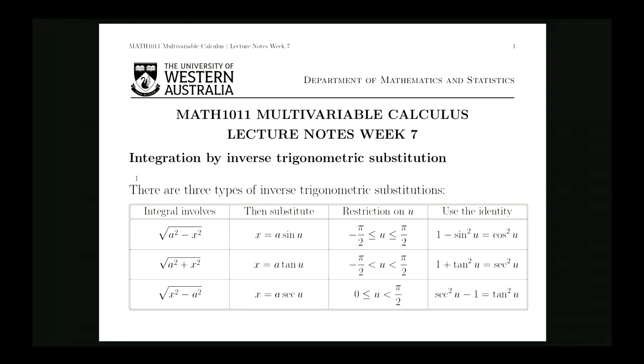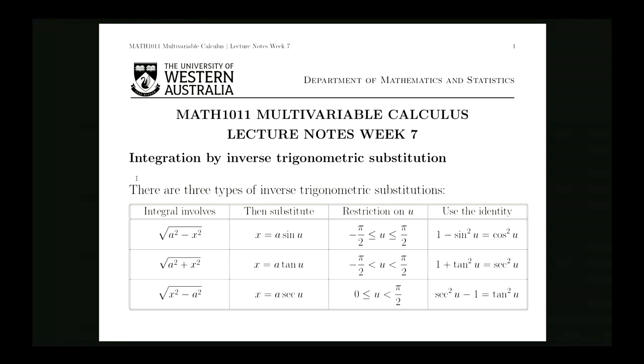Now, recall from last week, what we were doing is we let u equal something involving x. Notice these ones are backwards. These are x in terms of u. But technically, if I rearrange x equals a sine u, it is the same as u equals inverse sine of x on a. Hence, inverse trig substitution. That's what you're doing. It's just hidden.